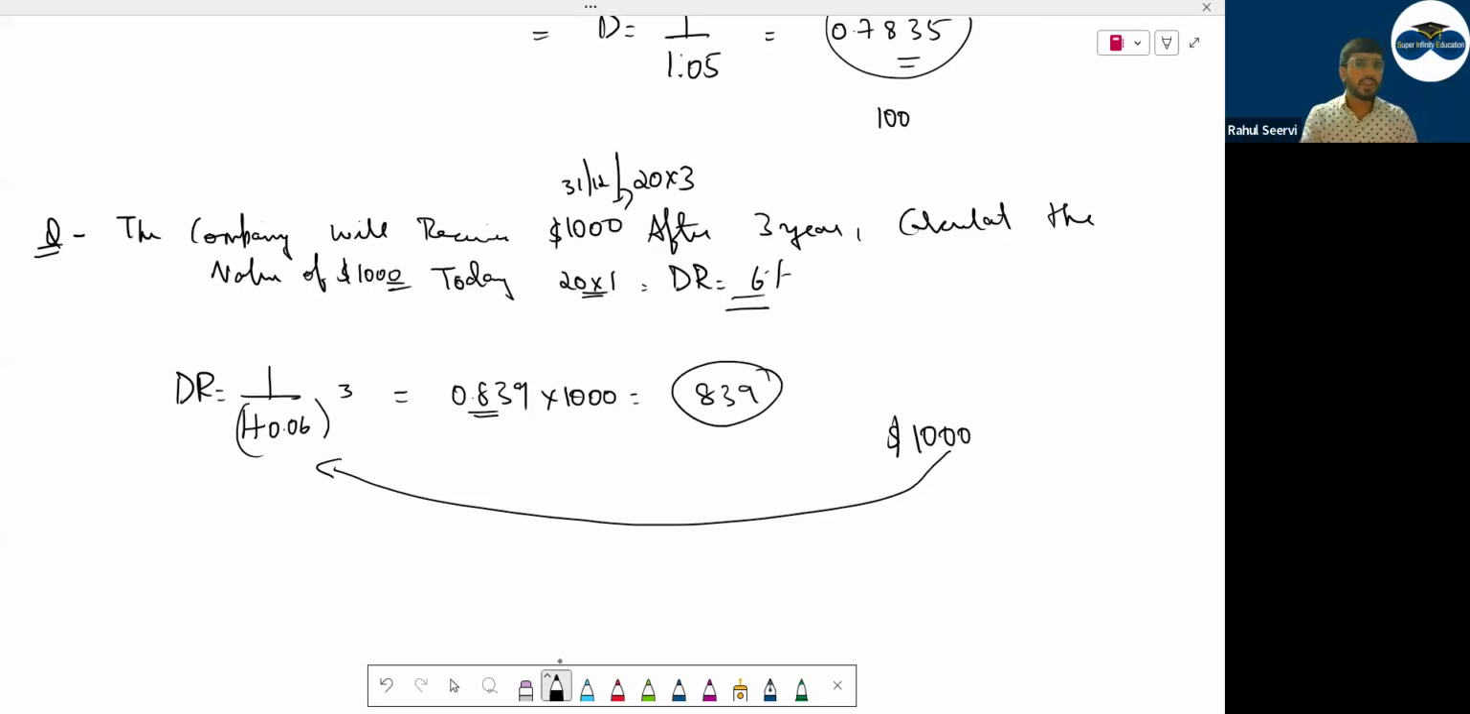Most of the time the examiner will give you this discount factor. They will say either to use 2 decimals or to use 3 decimals.